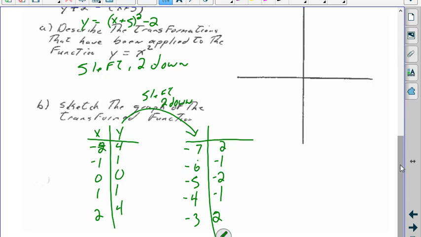If I have stretches and reflections and then translations, I do it in at least three steps. So plotting your graph, we have (-5, -2), (-4, -1), (-6, -1). We have a parabola. That's a terrible parabola.